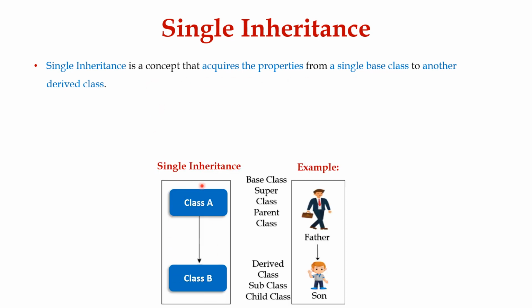So, in this example, we can see that we have two classes, namely class A and class B. Here, class B inherits the properties from class A. Class A is the base class and class B is the derived class.